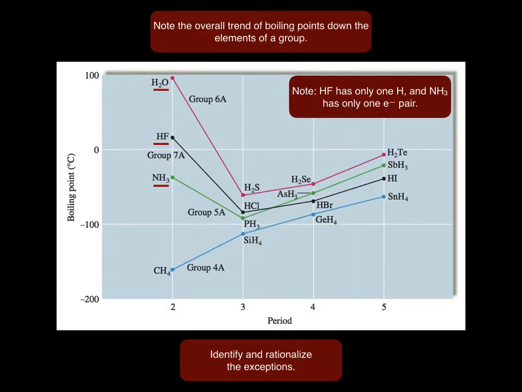In the provided graph, we can clearly see how HF, H2O, and NH3 do not follow the trend of boiling points in progressing down a group. Again, this is due to the strong hydrogen bonding that occurs in these substances. For a hydrogen bond is about 5% of the strength of an average covalent bond.